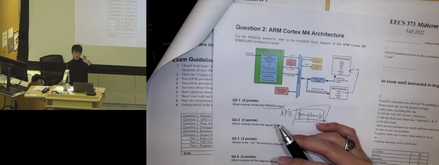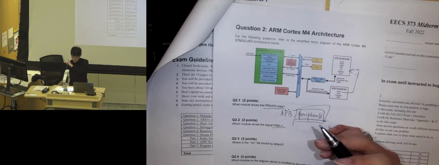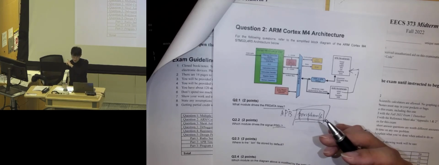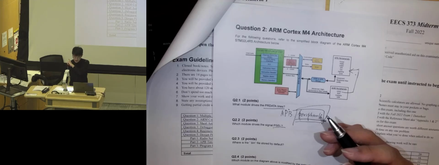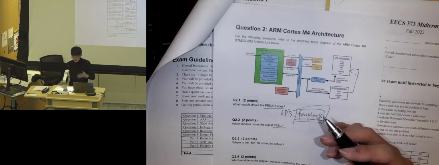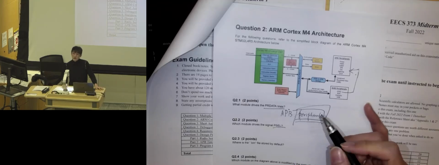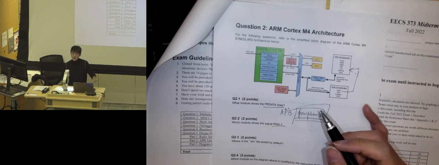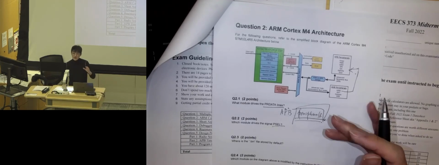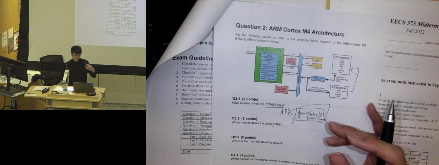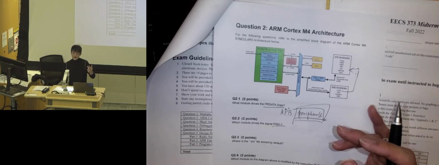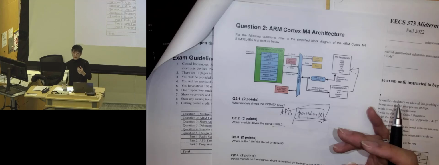Yeah. Also, let me add one more to this. In this exam, specifically in this question, the keyword we're looking for is the peripherals. So whether you put APB in front or not, the peripherals will be the keyword we're looking for, because it's PRDATA. That's where the data is coming from, and that's the module that drives it.